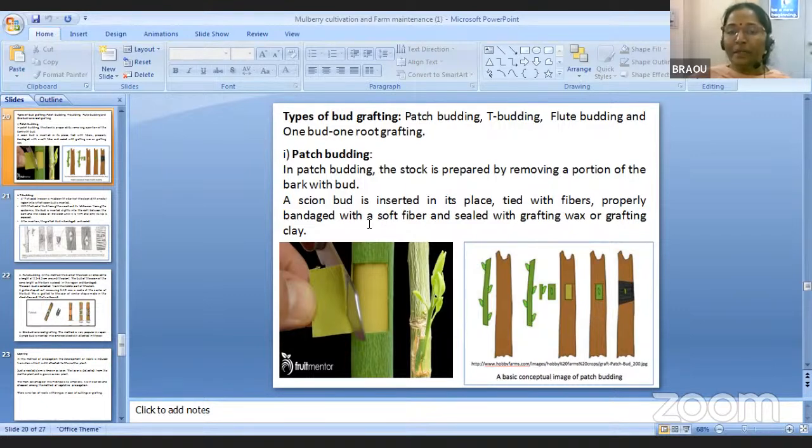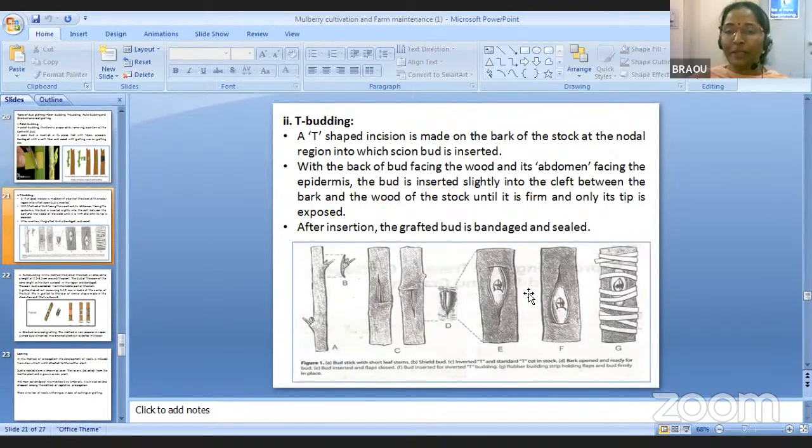A scion bud is inserted in its place, tied with fibers properly, bandaged with a soft fiber, and sealed with a grafting wax or grafting clay, because you don't want the air or water to enter inside that bandaged area. So this is patch budding. What is happening in a T budding?